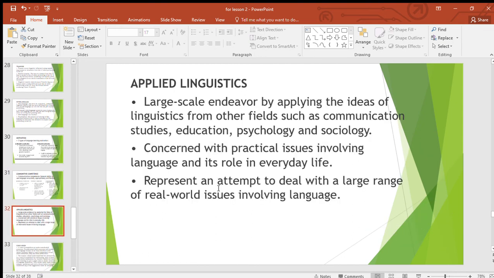Next, moving on. So we have the term applied linguistics. A large scale endeavor by applying the ideas of linguistics from other fields such as communication studies, education, psychology, and sociology, concerned with practical issues involving language and its role in everyday life, representing an attempt to deal with a large range of real world issues involving language. So basically, applied linguistics is you are applying your ideas in language from other fields, ano, in order to solve or to try to deal with some real world issues.